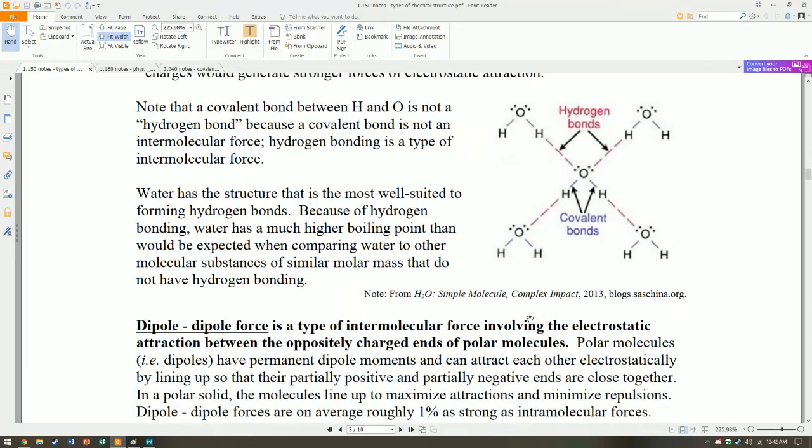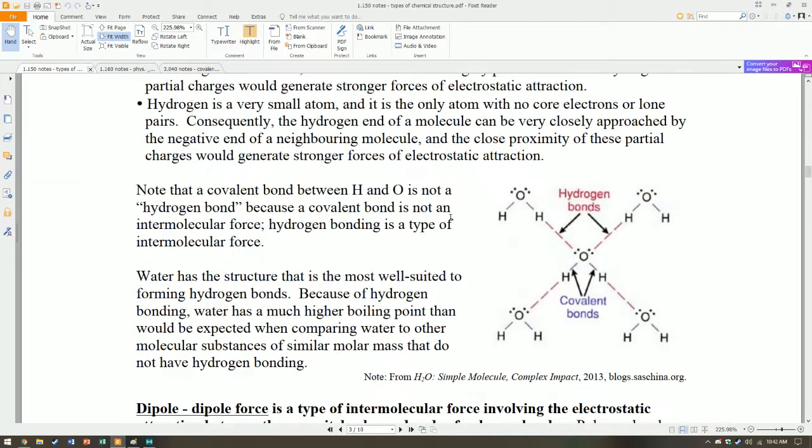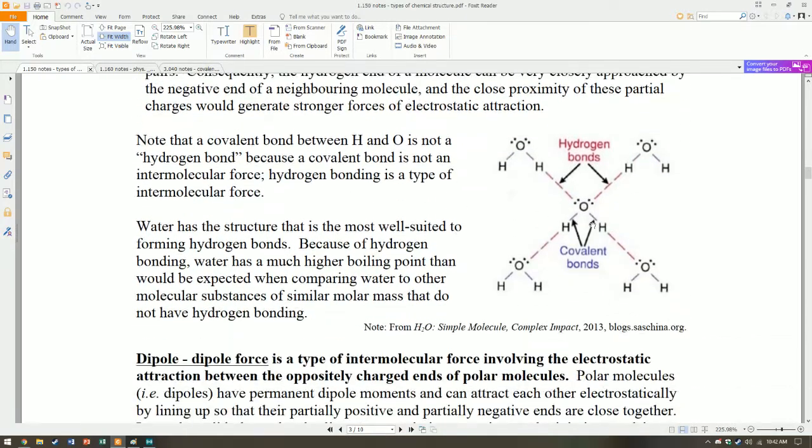That's hydrogen bonding in a nutshell. These hydrogens must be directly attached to an N, an O, or an F. So do keep that in mind.